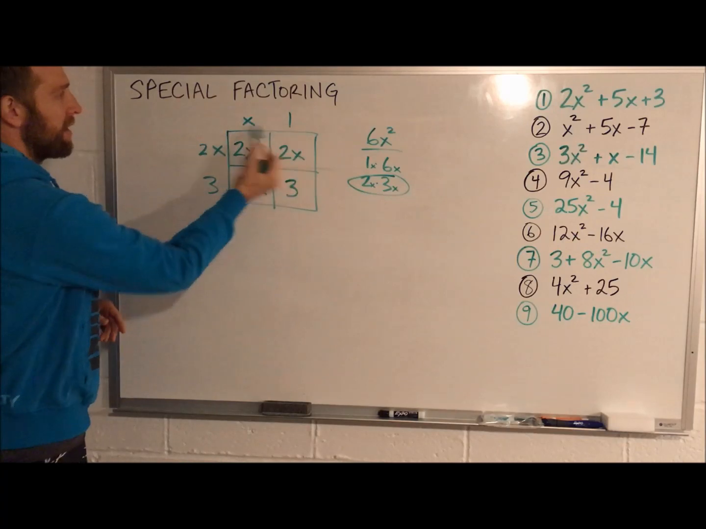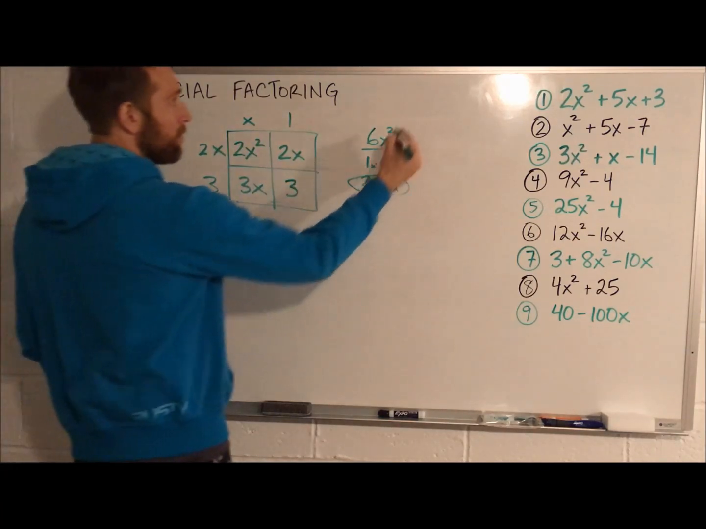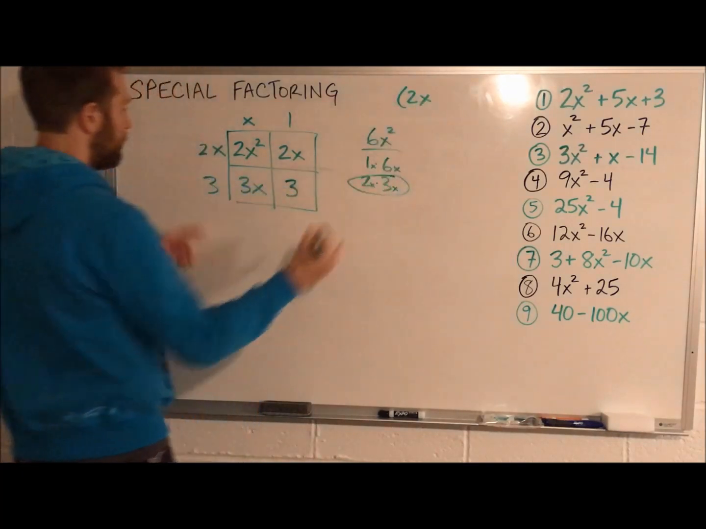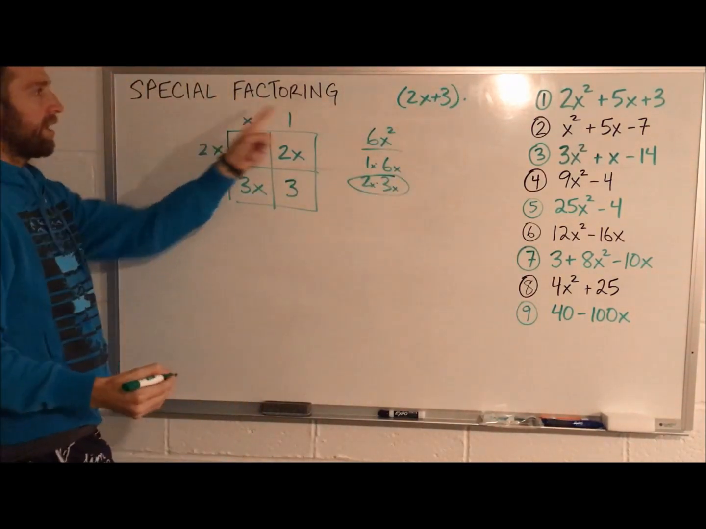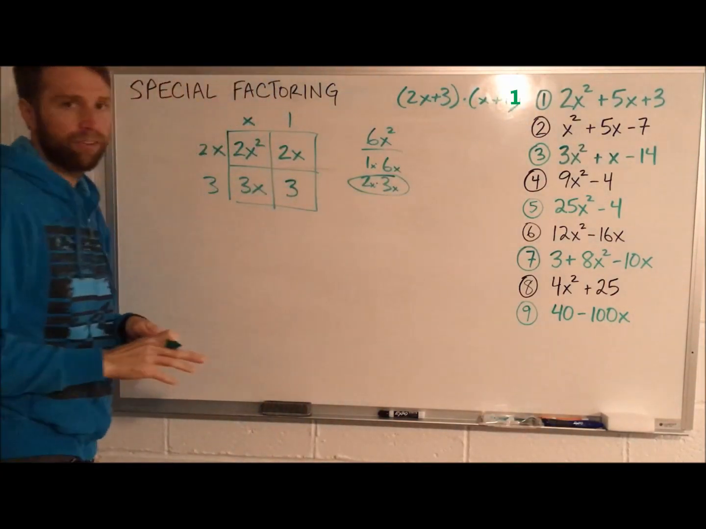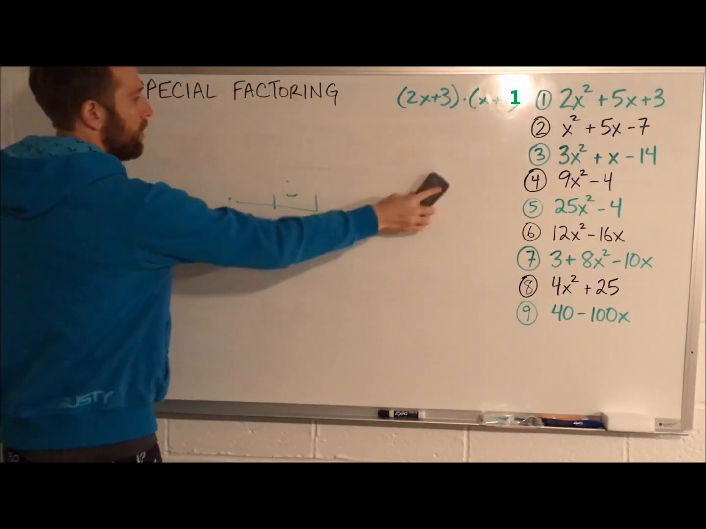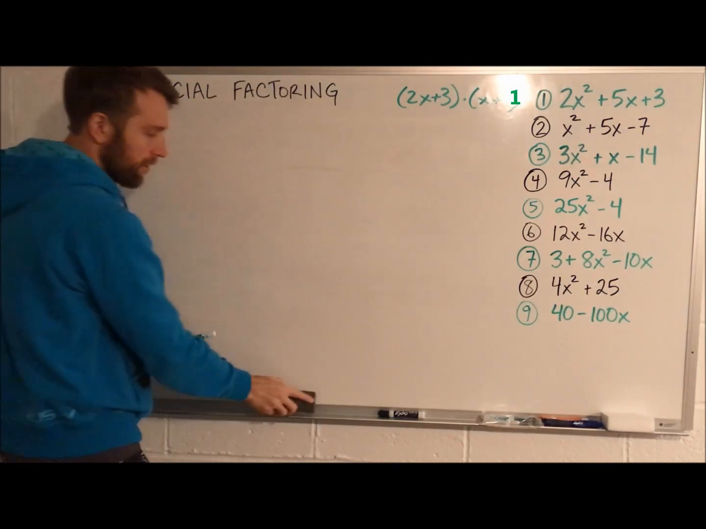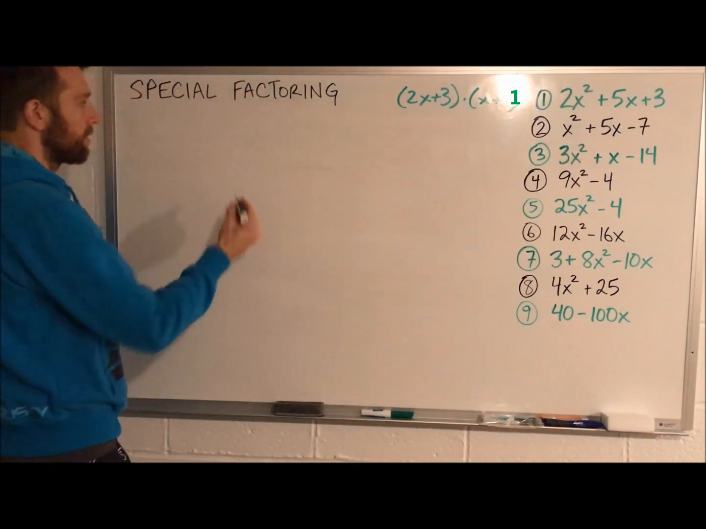So now we have our base and our height. We can write our answer for number 1, and that would be 2x plus 3, everything's positive in this, times x plus 1. So there's our answer to the first one that's factored. Nothing too crazy on that first one, just a little bit of a review. We're going to take a look at number 2 here.